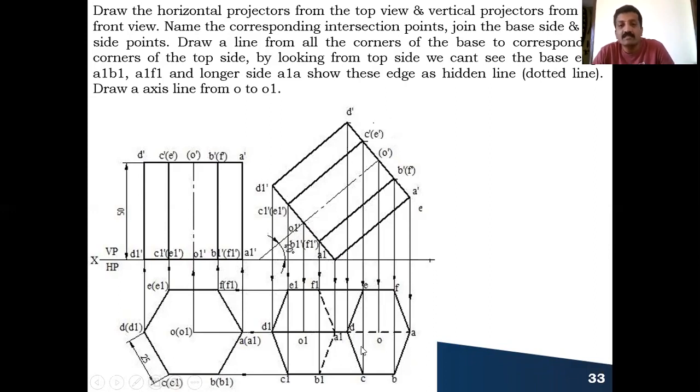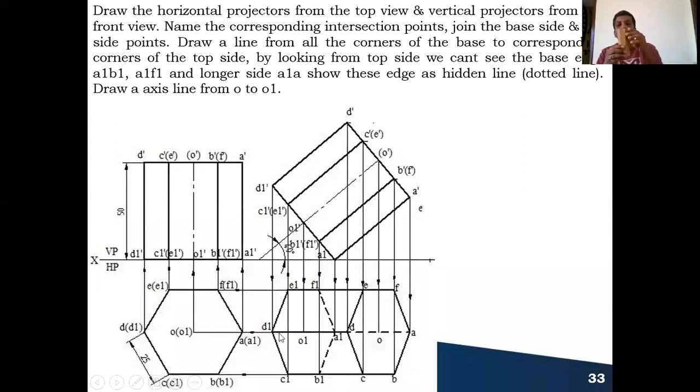But the axis line, O1 to O, it is there, but I cannot show the axis line representation. Whenever the axis line coincides with the visible edge or the hidden edges, we have to give preference to the visible edge. Even if you draw the axis line, you cannot see that. But the axis line is there.